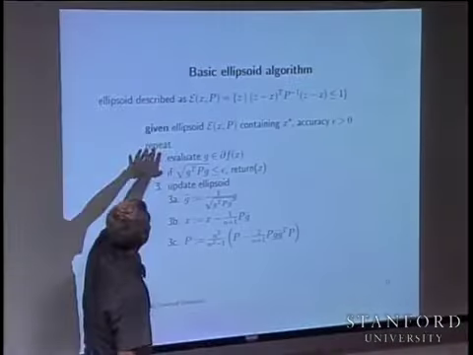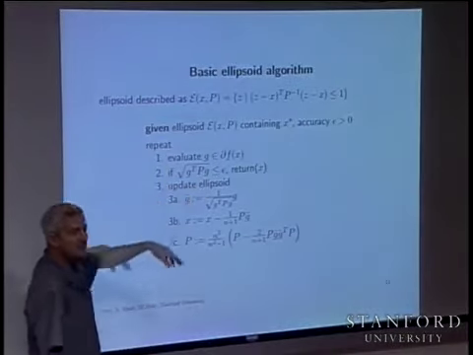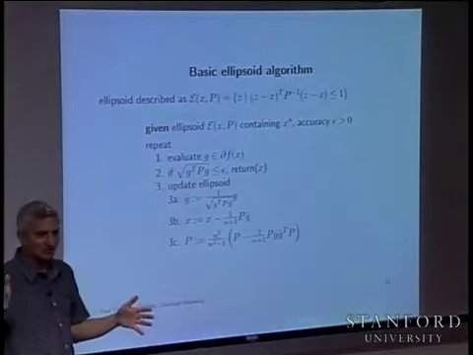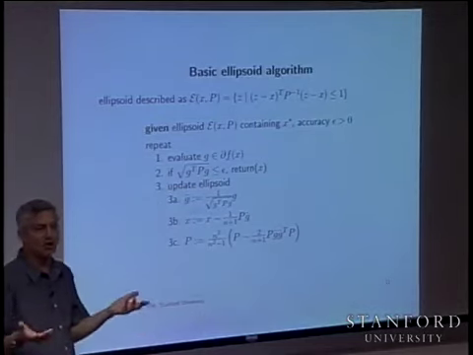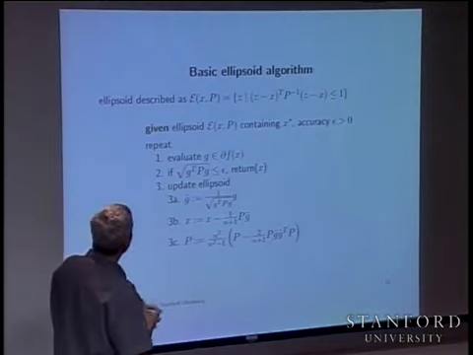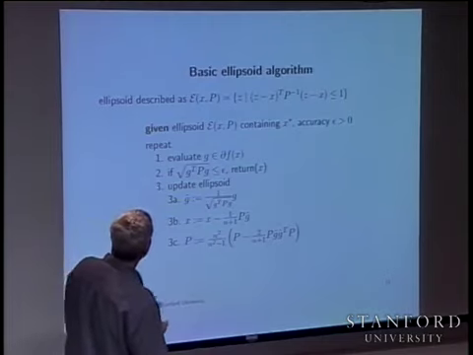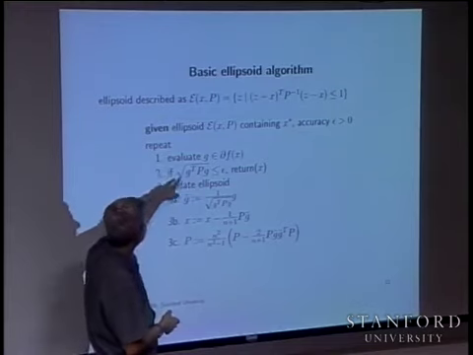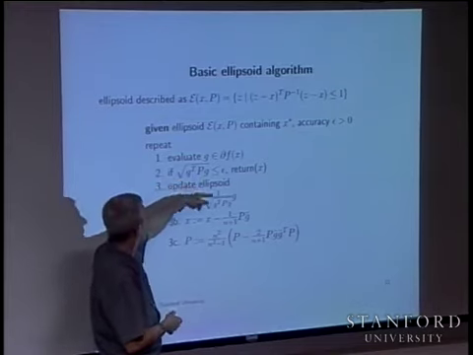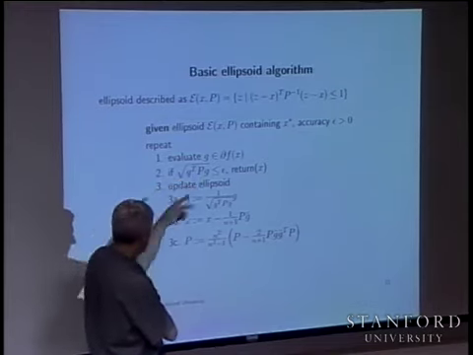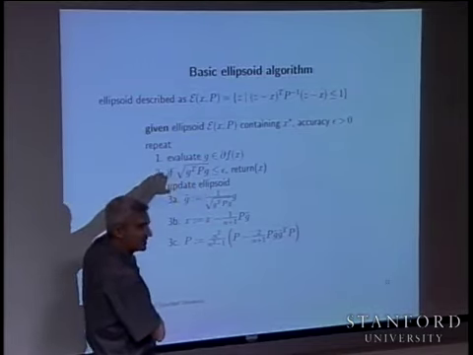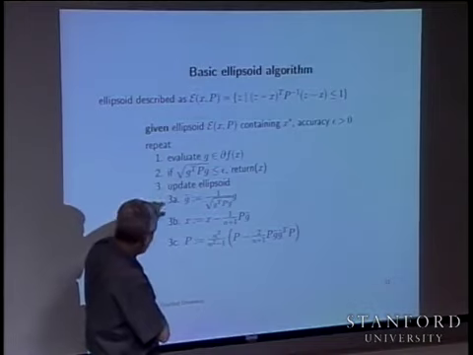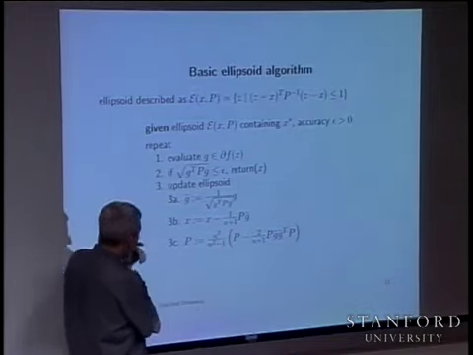You start with an ellipsoid containing x star. In ACCPM it might be some box, but here it might typically be a ball of radius capital R. That'd be very common. Then you evaluate a gradient. If the gradient in the scaled norm is less than epsilon, you return x, and that's absolutely certified. There's nothing fuzzy about that. Otherwise, you update the ellipsoid like this and you repeat.